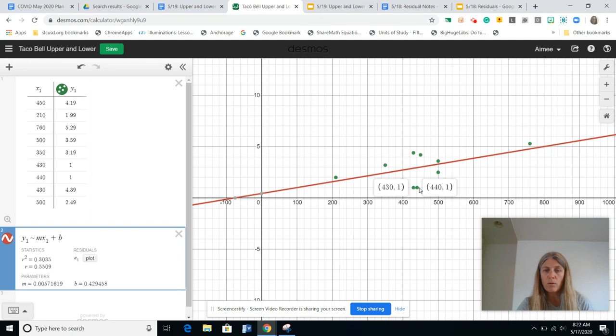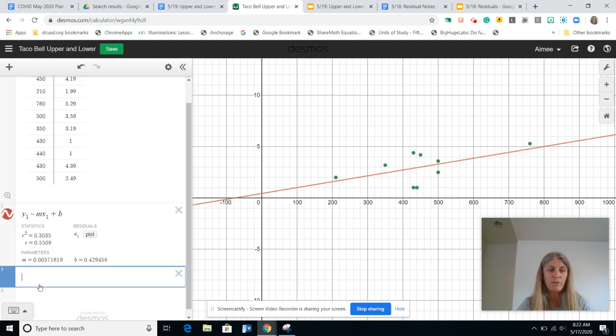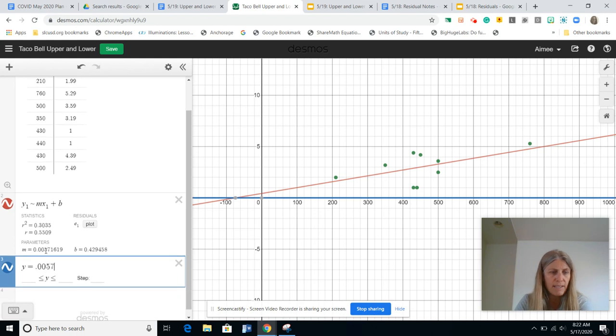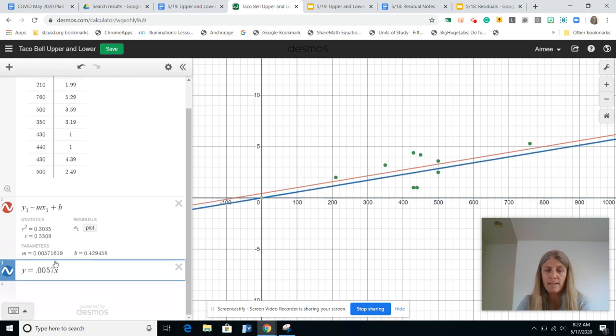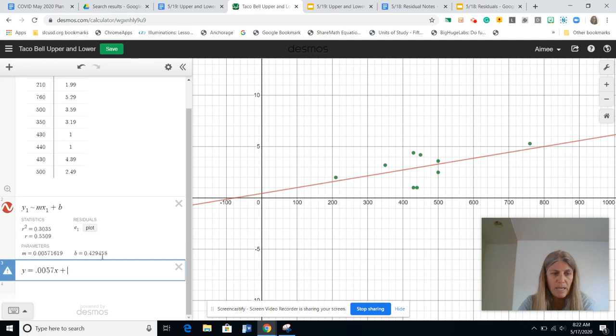So we're going to go ahead and type in first our line of best fit equation, which is y is equal to. As you can see right here, our m, our slope, is 0.0057. And then you put your x in, and then plus your b, which is 0.429. Now, as you can see, that goes right on top of our least squares regression line.